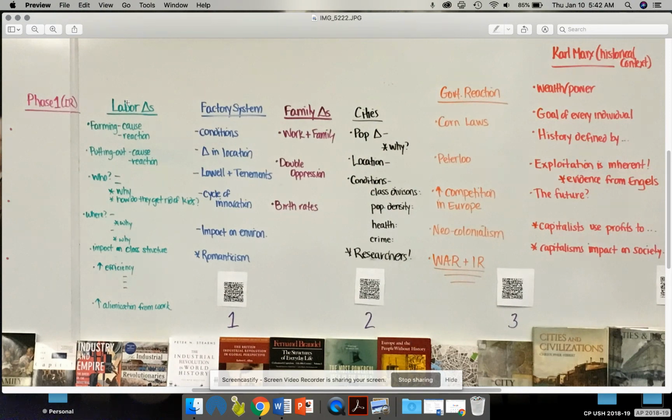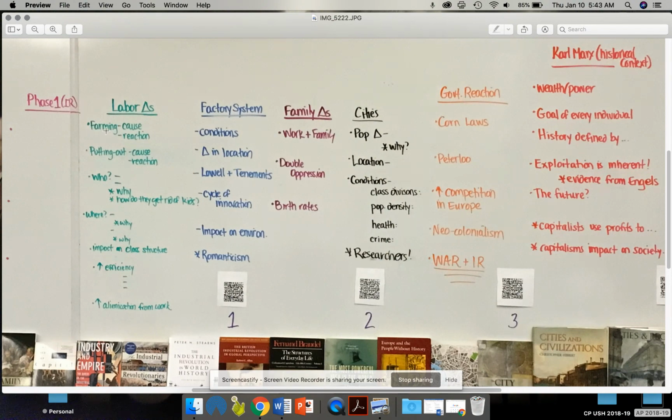Okay, so let's look at labor first and how labor changes. First, we have to consider that people are leaving farming. What's the reason for that? The Enclosure Acts. What's the reaction to that? They have two options now. Those farmers go into either tenant farming or factory wage labor.